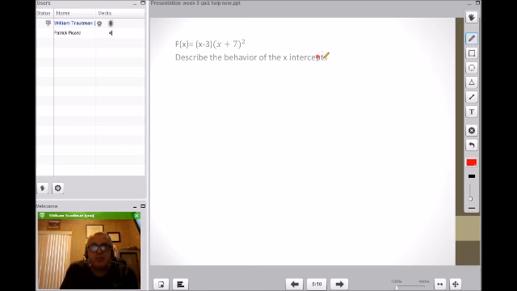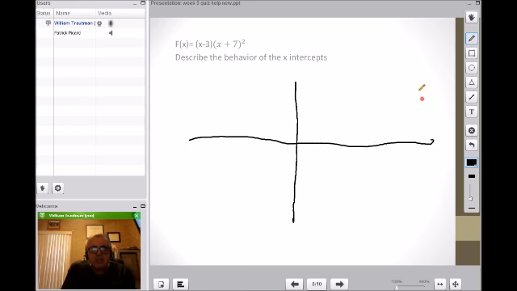Describe the behavior at the x-intercepts. Let me draw you a picture of what this graph looks like. And how do I know what the graph looks like? Well, first of all, I look at this x minus 3. I know the opposite is x equals 3. I know that's a solution.